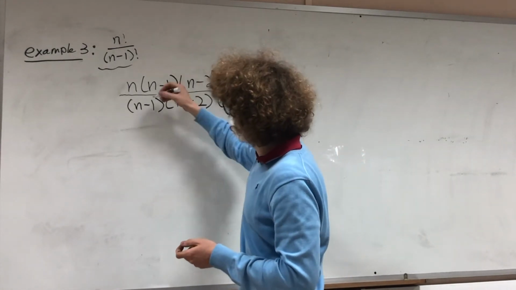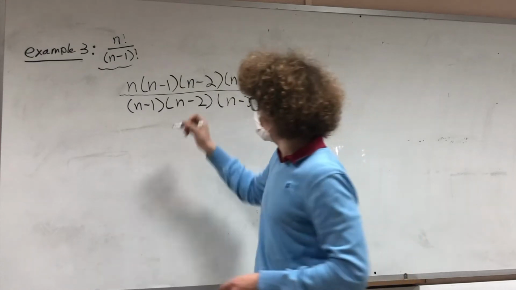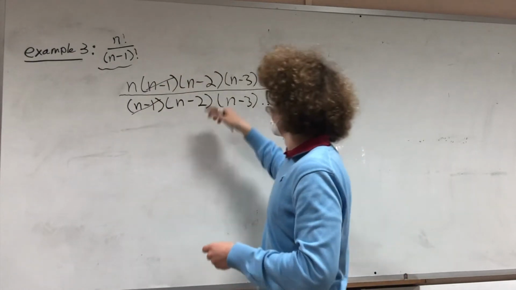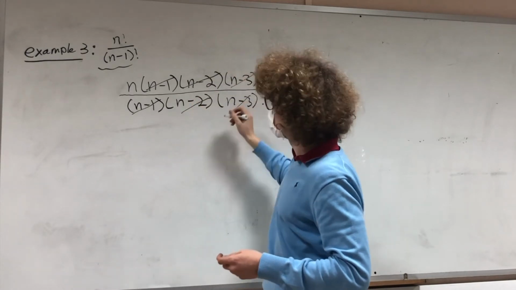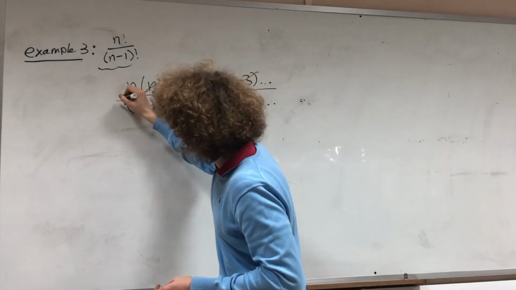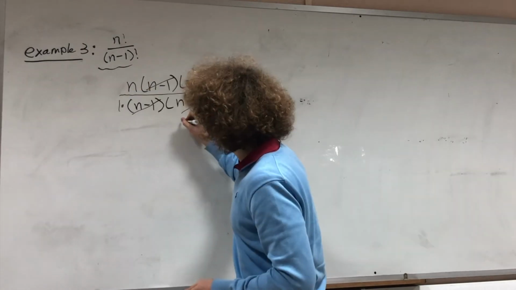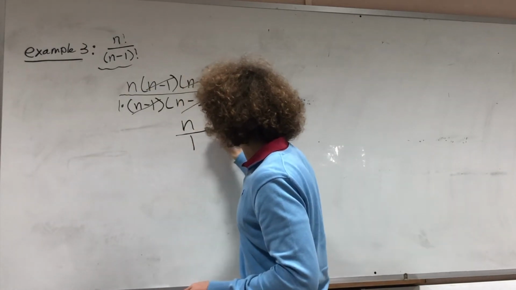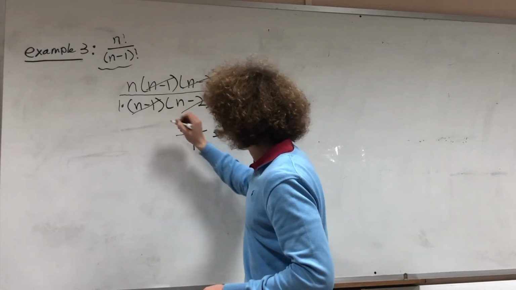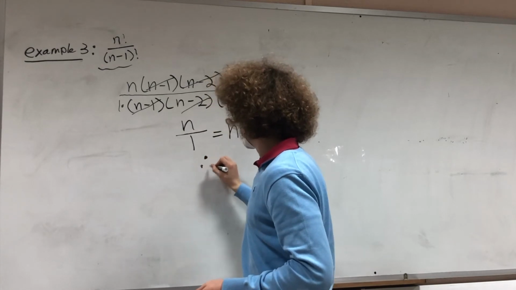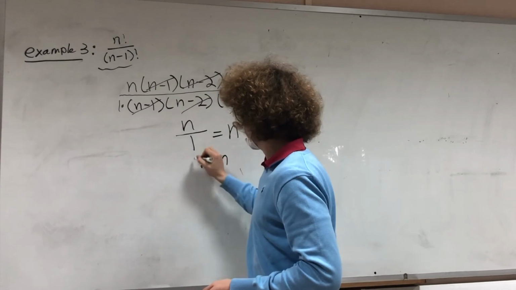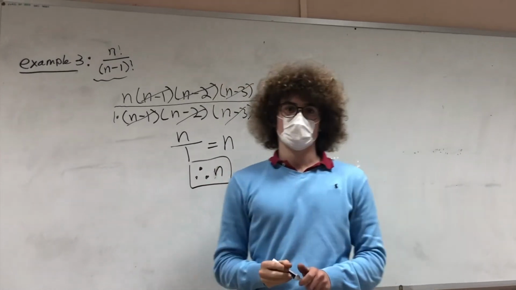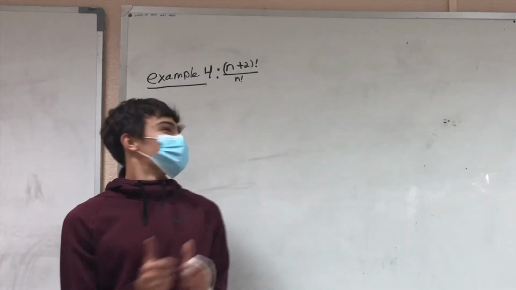N minus 1 divided by n minus 1 is 1. These cancel. This is 1 as well. This is 1 as well. They all just cancel until you get your original 1 times. So, you get n over 1, which is, in fact, the answer. Therefore, the answer is equal to n. Beautiful. Okay, on to the next one.